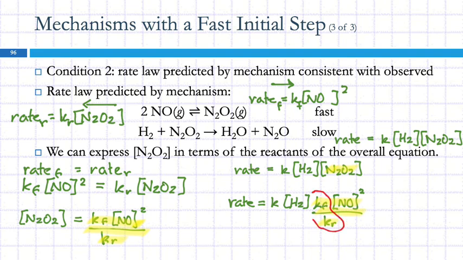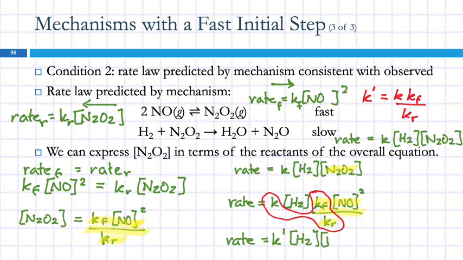So I'm going to take these guys, and we're going to say, maybe I'll throw that up here, that K prime is equal to K times K forward divided by K reverse. So rate equals K prime H2 NO squared.